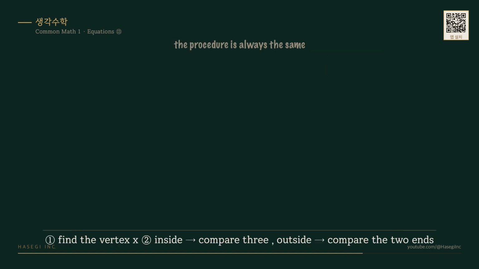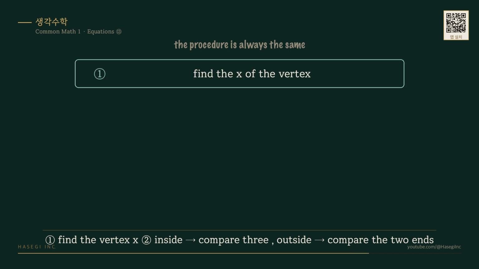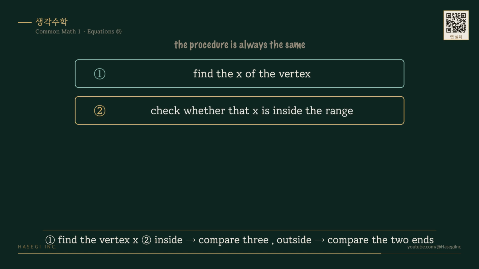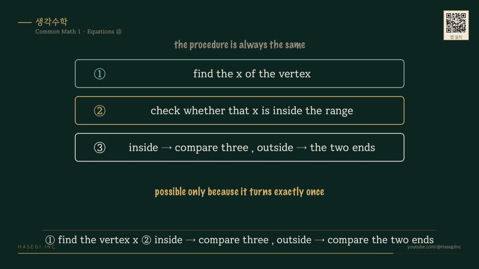So the procedure is always the same. First, find the x of the vertex. Second, check whether that x falls inside the range. If it does, compare 3 values, the vertex and both ends. If it does not, comparing the two ends is enough.